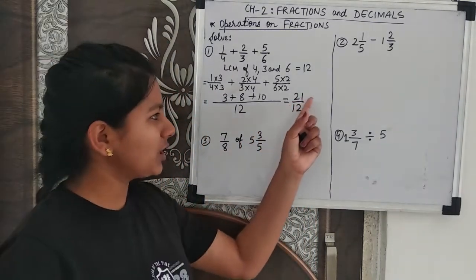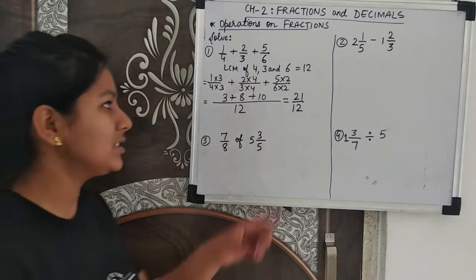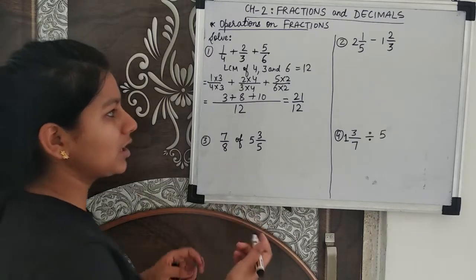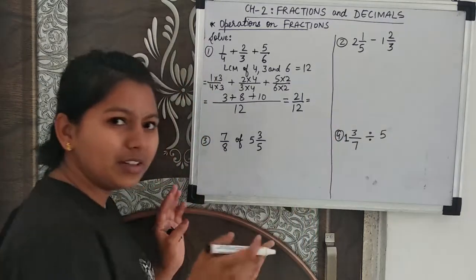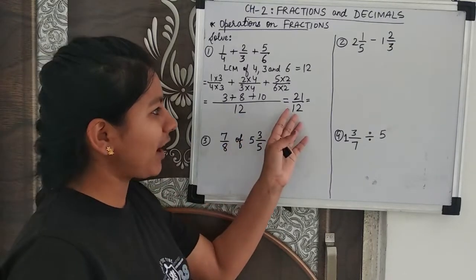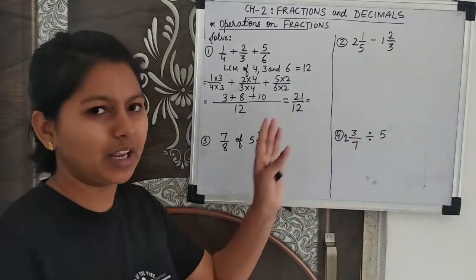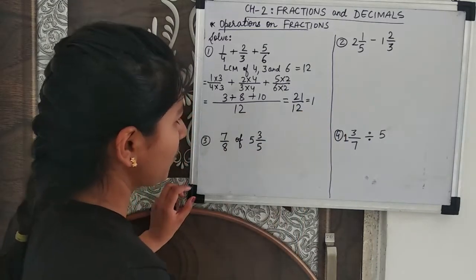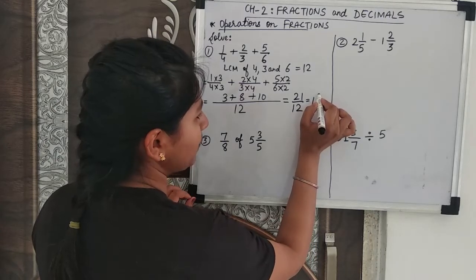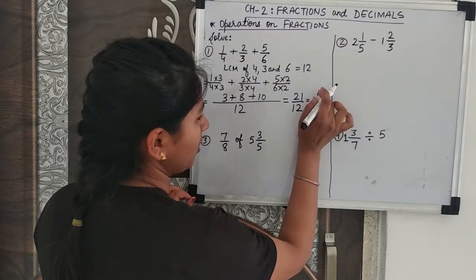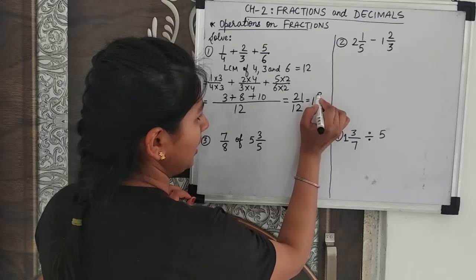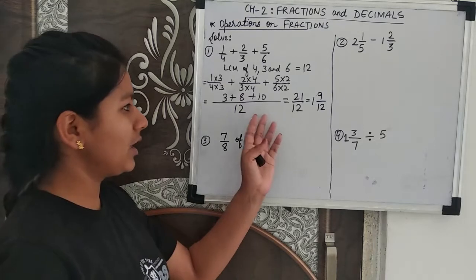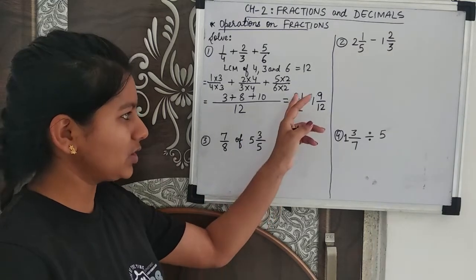Now we can see that the numerator is bigger and the denominator is smaller. Means the number is in the form of an improper fraction, which we can convert into a mixed fraction. So wherever there is a possibility to convert the final answer into a mixed fraction, there we have to do that. So when you divide, the quotient will be 1 and the remainder will be 9 upon 12.